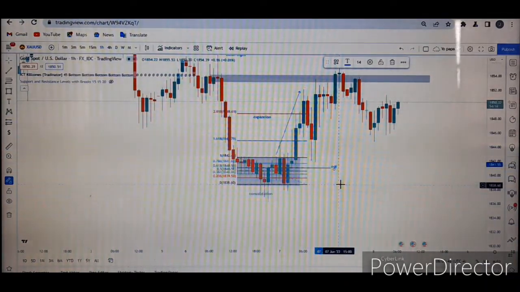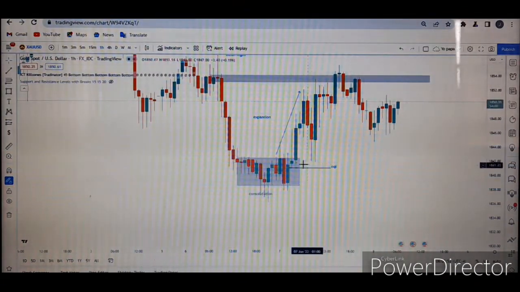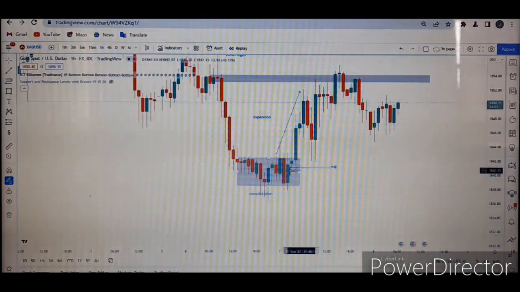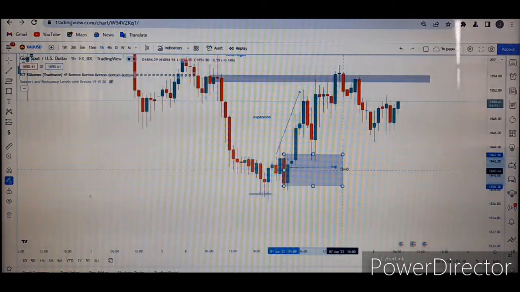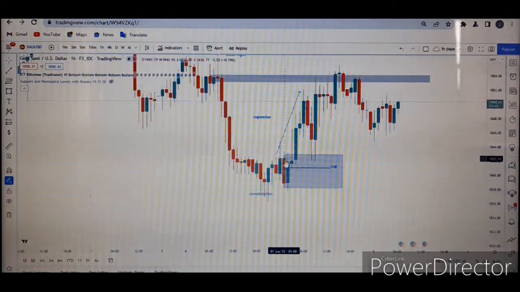We'll be looking for an order block that is near or at the equilibrium. So let me take this out so that you can see. The order block that is near or at the equilibrium is this one. Now let me highlight only the order block from the high to the low. That's the only part that we are going to look at. This is the only part that we are interested in.